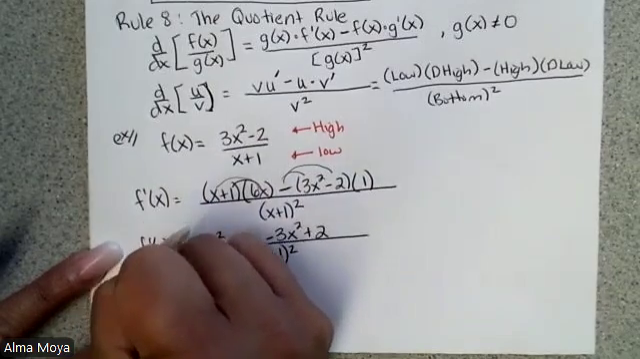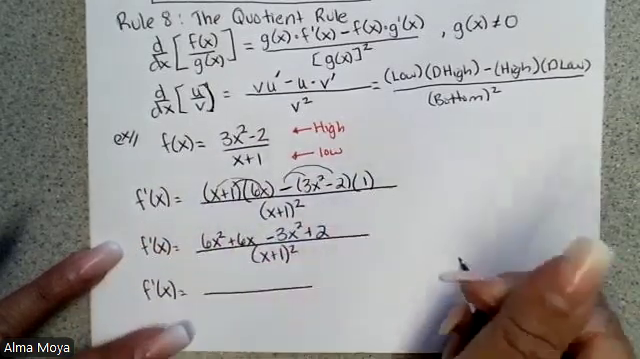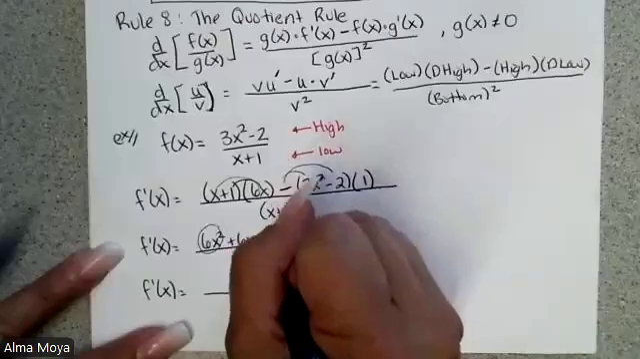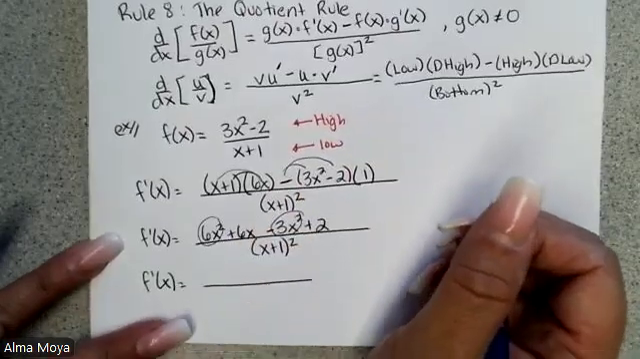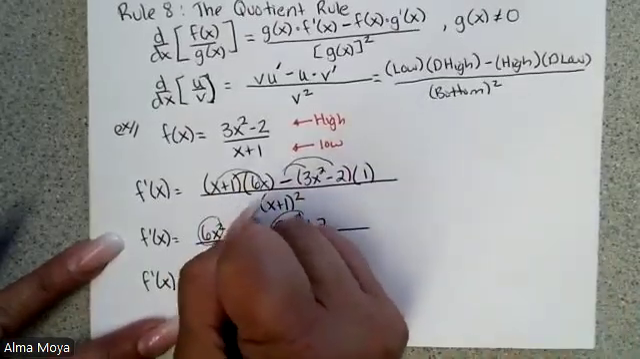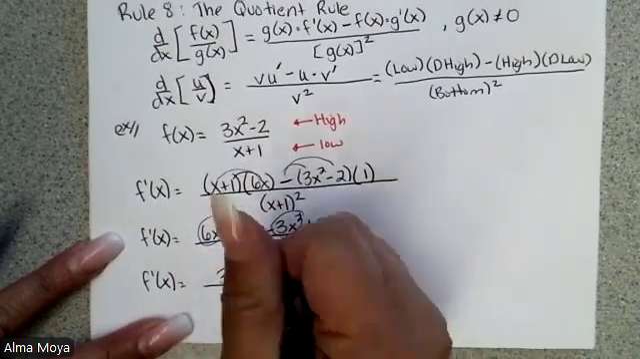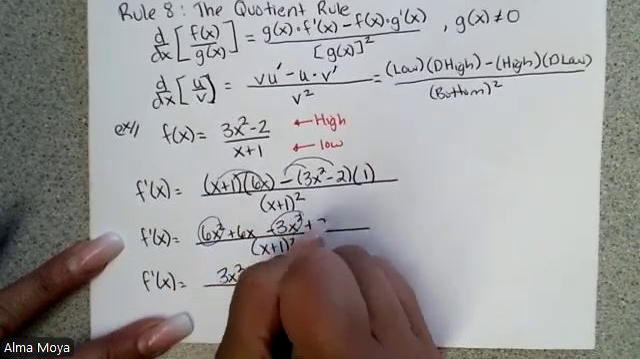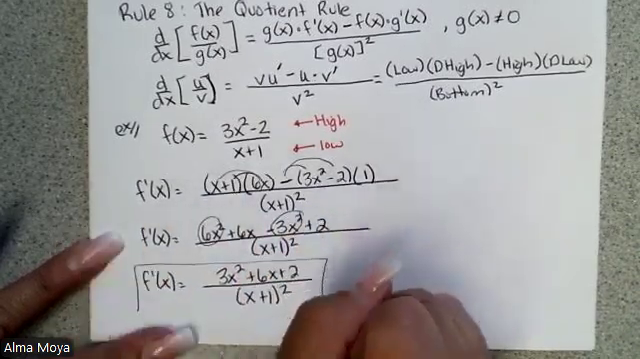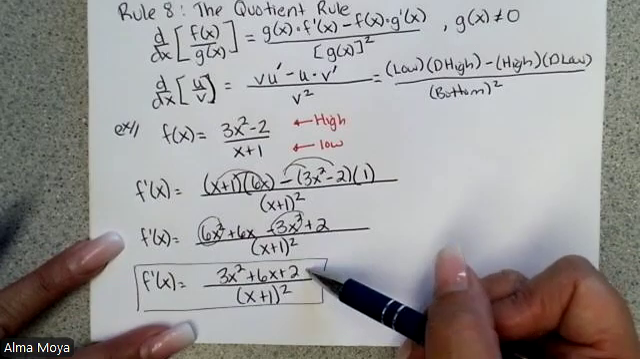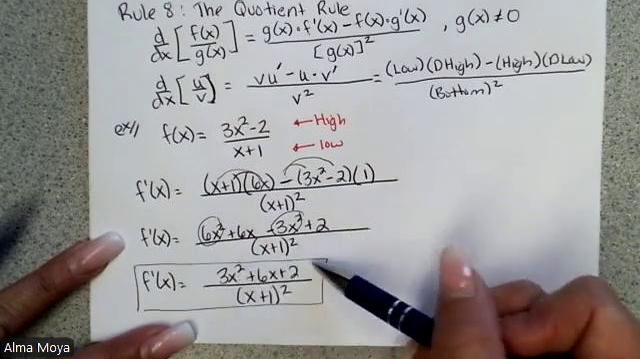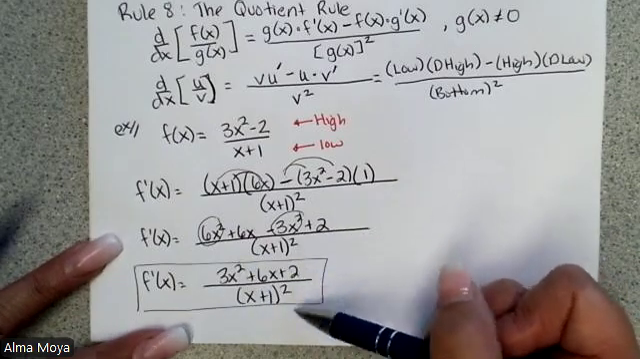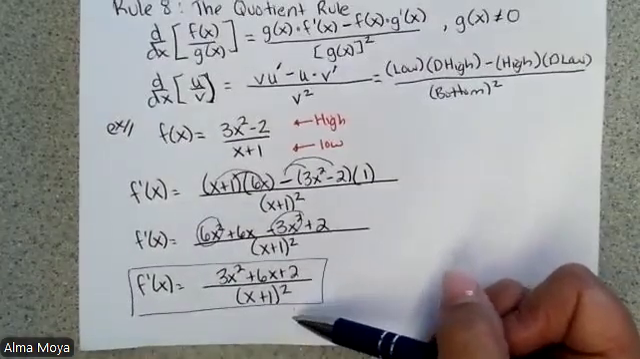In the numerator, I'm going to combine like terms. 6x squared minus 3x squared gives me 3x squared. Nothing goes with the 6x and nothing goes with the 2. I'm going to stop there because you can't actually simplify the numerator. Sometimes you'll be able to factor the numerator and it might cancel out with one of the denominators, but that's not the case here.